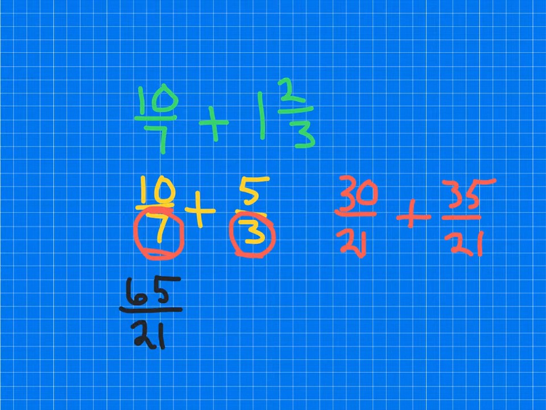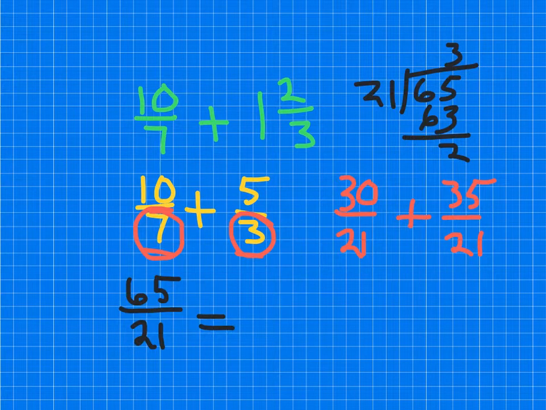Kind of running out of space, but what that means is 65 divided by 21. And it's going to go in there 3 times. That gives me 63 with 2 left over. So when I simplify this, I'm going to put all those numbers together. My whole number was 3. The bottom number of my fraction is what I'm dividing by, the 21. And my leftover piece is 2. So that's how you do that problem. Let's take a look at one more.